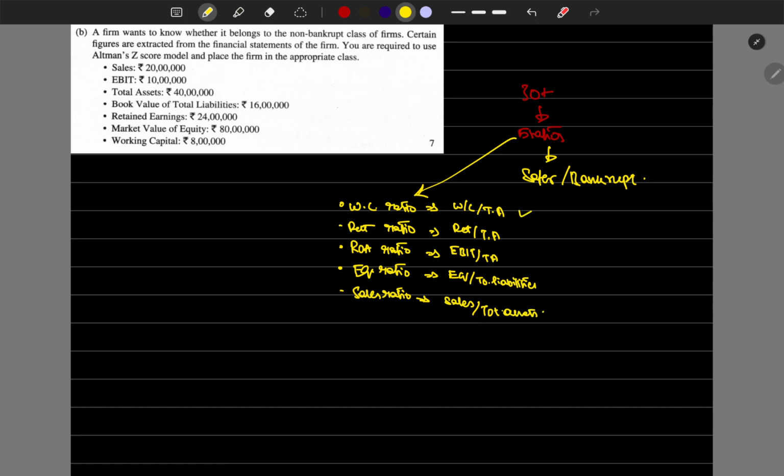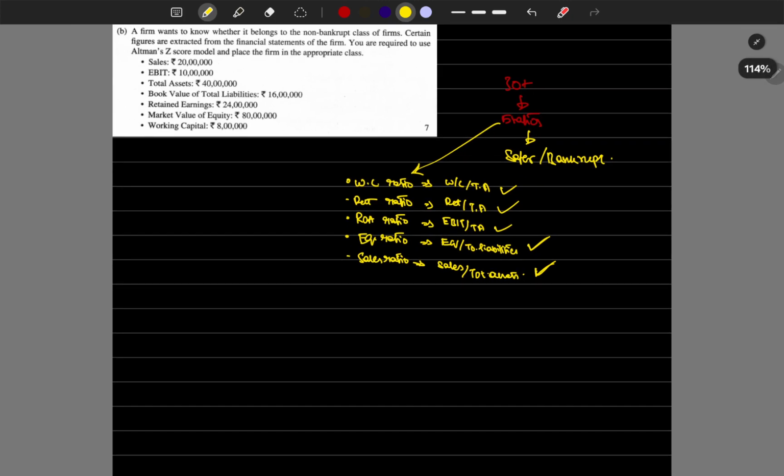The working capital ratio tells whether we are using the correct amount of working capital. The retained earnings ratio tells whether we are properly reinvesting the profits we retain, or keeping them idle. Return on assets tells how much operating profit has been generated out of the total assets. The equity ratio shows how much equity we have against the liabilities, and the sales ratio shows how much sales we have generated with the total assets.